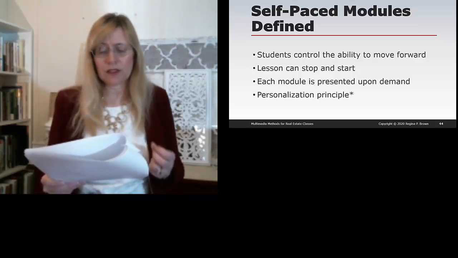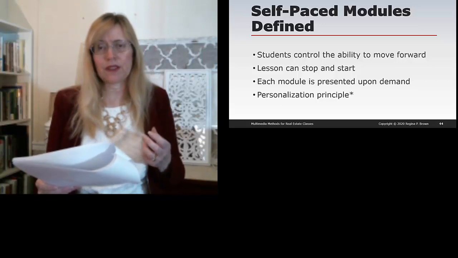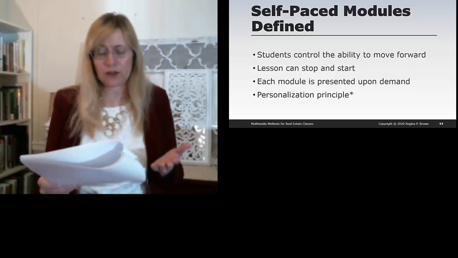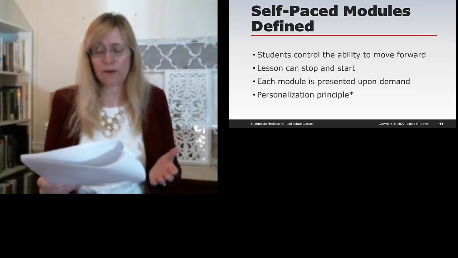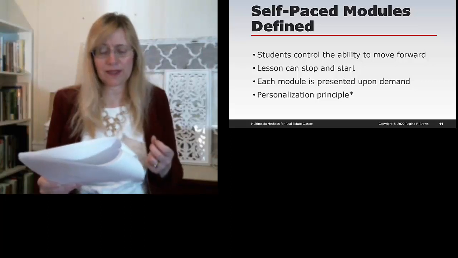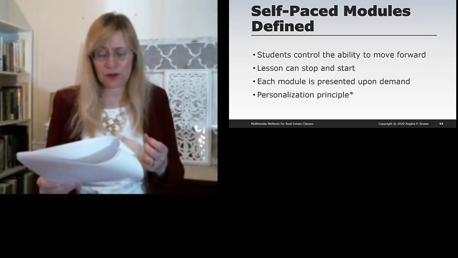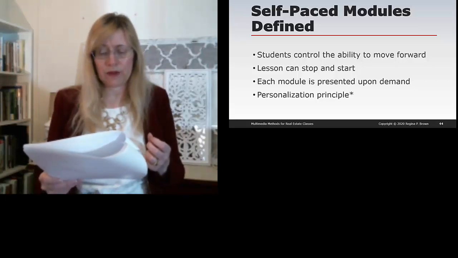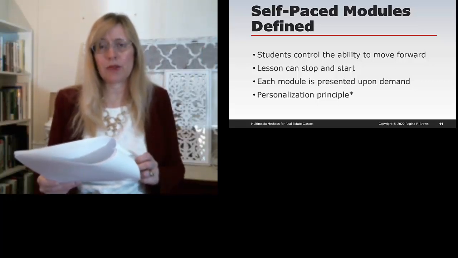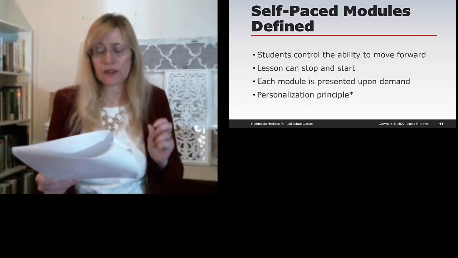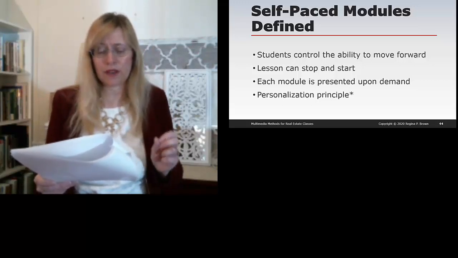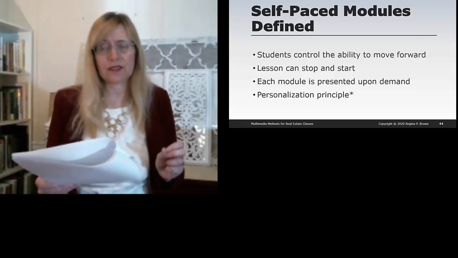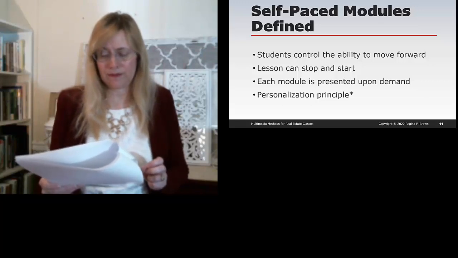Mayer's advice on self-paced modules is that presenting concurrent narration, on-screen text, and static graphics under learner control is less likely to cause cognitive overload in the visual channel. That's a quote from Clark and Mayer, 2016, page 141. The reason is because the student has adequate time and space to process the data cognitively.